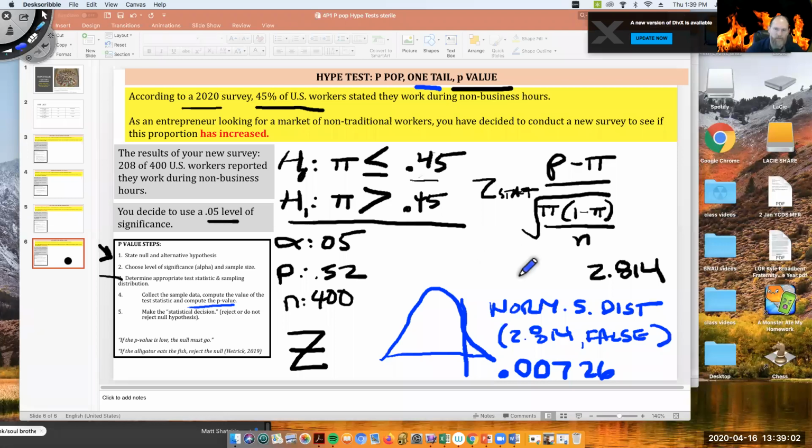That is the p-value. I'll just say that one more time. We don't do anything to that because that is the p-value. We don't halve it. We don't double it. We don't do anything. We set up our little alligator and the fish. We set up our alpha over here, 0.05. We set up our p-value, 0.007.